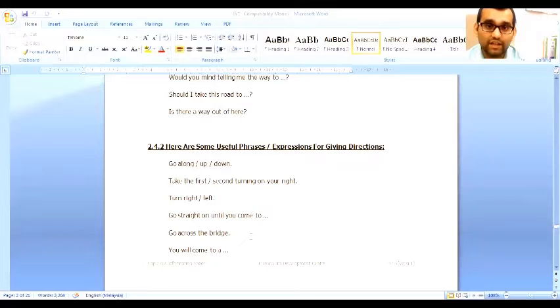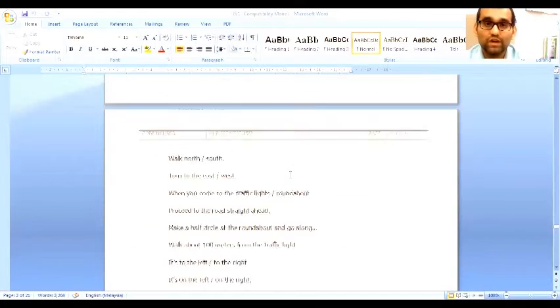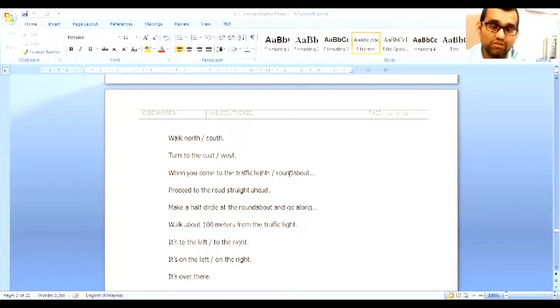Okay, like if you are giving directions. So just now you ask, now you tell. Go along to the shop or go along the road. Go up, go down, all right? Take the first turning or take the second turning. All right, go straight on until you come to the shop, for example. Go across the bridge. You will come to a location or to a landmark. So you explain like that.